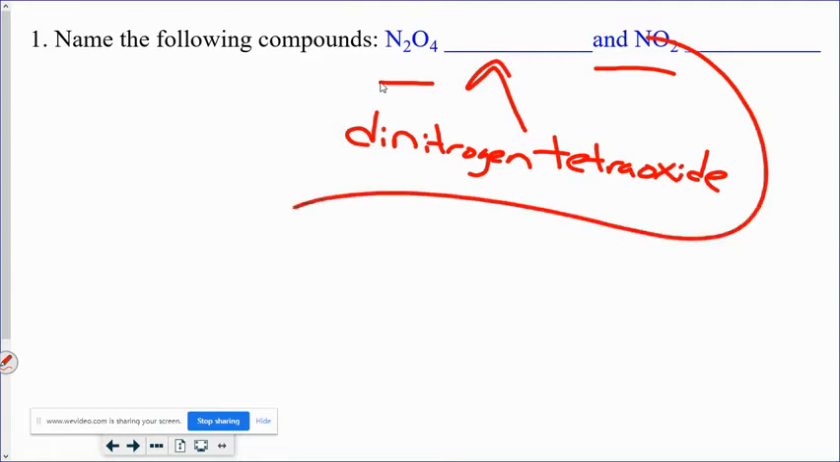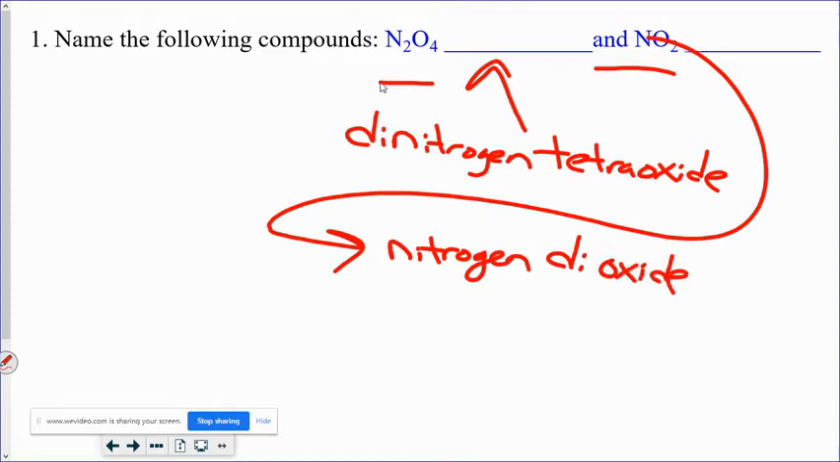This one right here, there's one nitrogen, but we do not put mono on the first element, so it's just nitrogen. And there's two oxygens, so we call it dioxide. So those are our two names that we have.